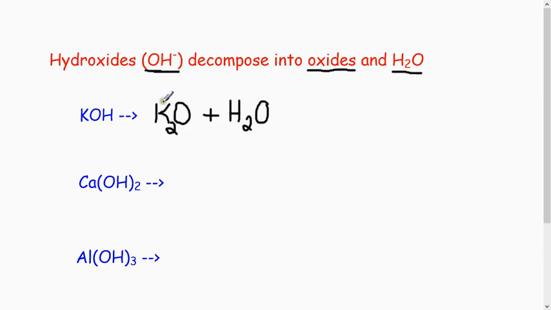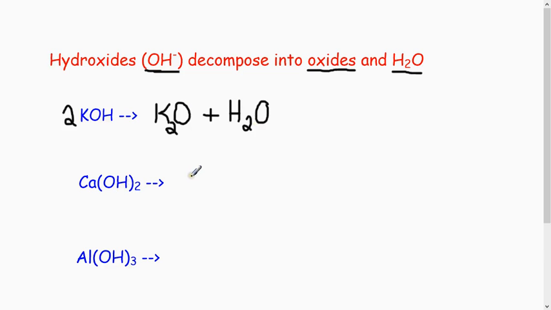Now for balancing, I have 1 potassium on the left, but 2 on the right, so I need a coefficient of 2 in front of the KOH. That also gives me 2 oxygens, which I have 1 here and 1 here. So I already have 2 oxygens on both sides. That also gives me 2 hydrogens, which I have in the water as well.